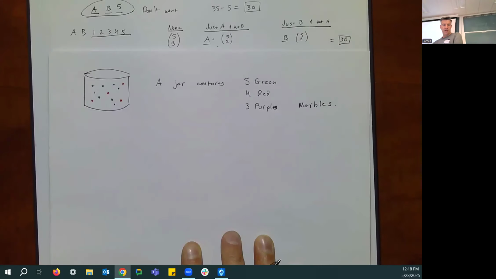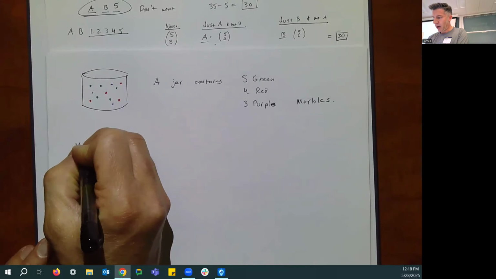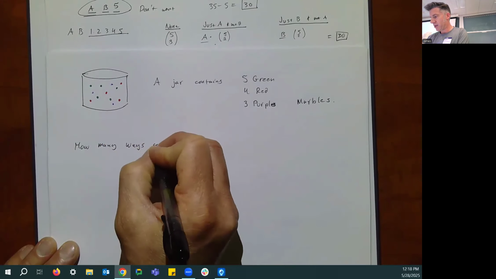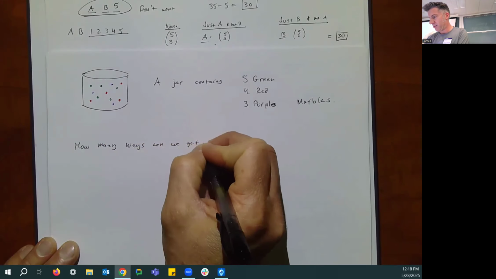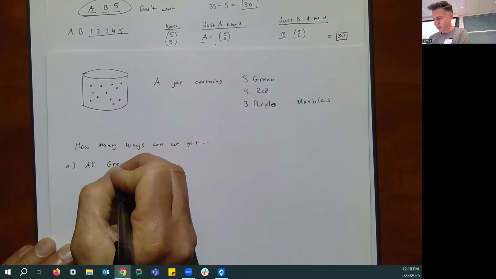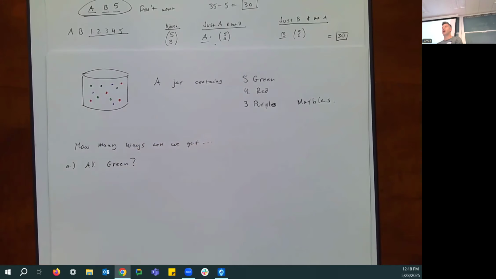We're going to ask some questions. How many different ways, or how many ways can we get all green? So the hard part about this is you kind of have to reframe how you think about this, really. Because if you said all green, well, you're like, duh, there's one way. They're all green.